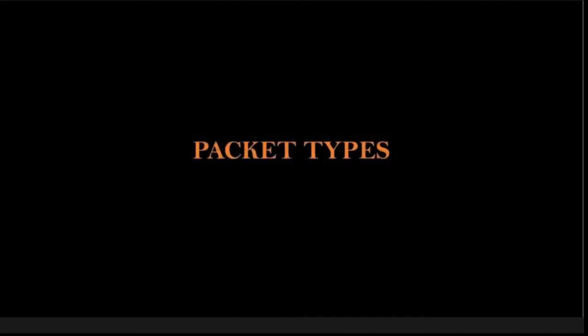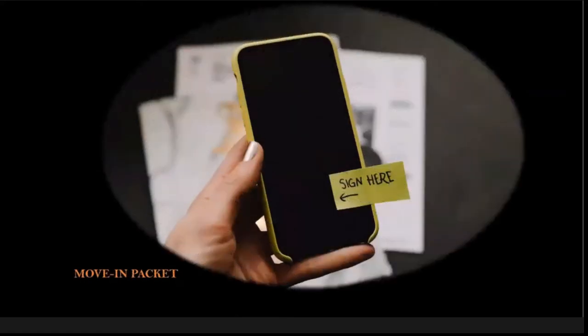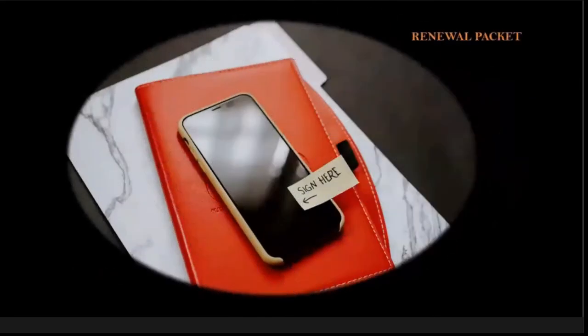During your custom packet implementation, your consultant would have built you 3 custom packets, each one being tied to a process within OneSite that requires lease paperwork. Those 3 main packets being your move-in packet, which is going to be connected to your move-in process within OneSite, and will store all of your move-in lease paperwork and itemized storage space for the items that you collect during that move-in process. A renewal packet would have been created for you as well, which will store all of your renewal lease paperwork for your current residence during that renewal process.